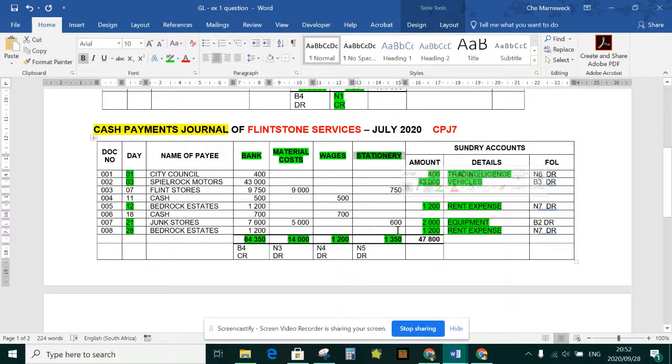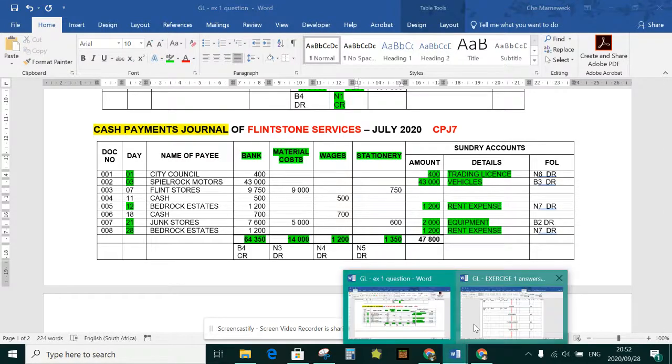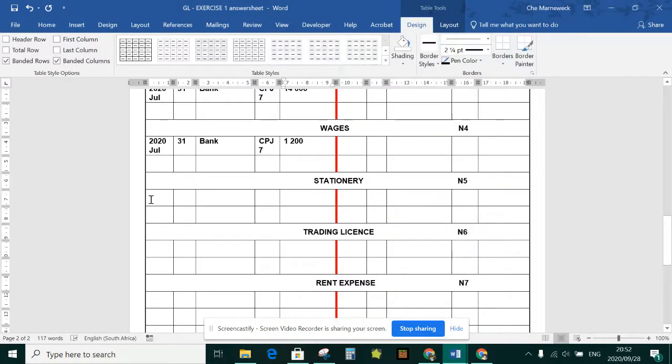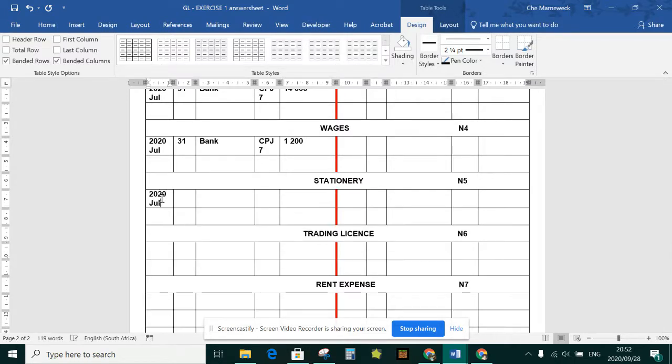Stationery is a column, so I'm taking the total of the column at the end of the month. It's going on the debit side. So I go to my answer sheet. I'm on the debit side, the left-hand side. 2020, July 31st. It's coming from CPJ7, and the total for that column is 1,350.